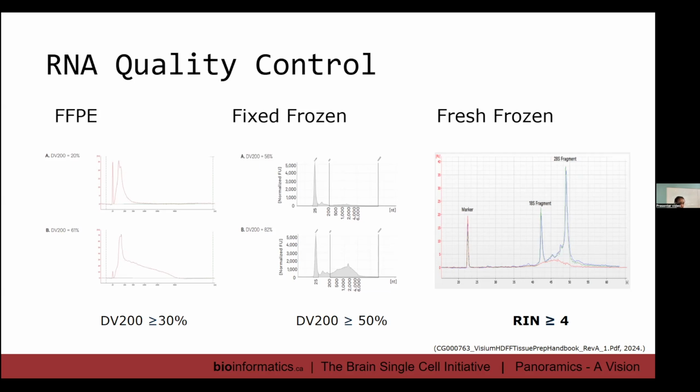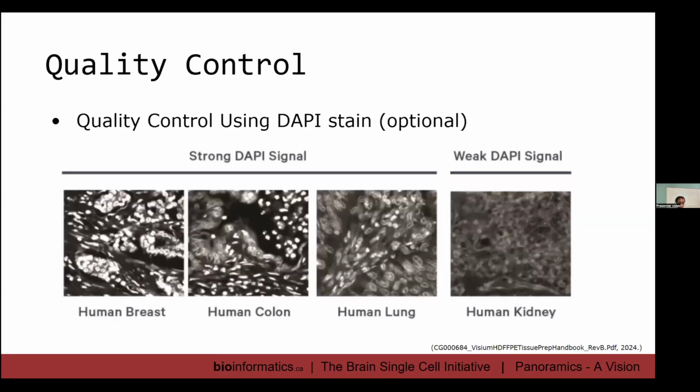Some people still do. If you have extra tissue sections, you can do a DAPI stain to just assess the quality. A stronger DAPI signal would be indicative of higher quality, to have an intact nucleus and just better quality cell. And then a weaker DAPI signal would be an indication that it's not as high quality.